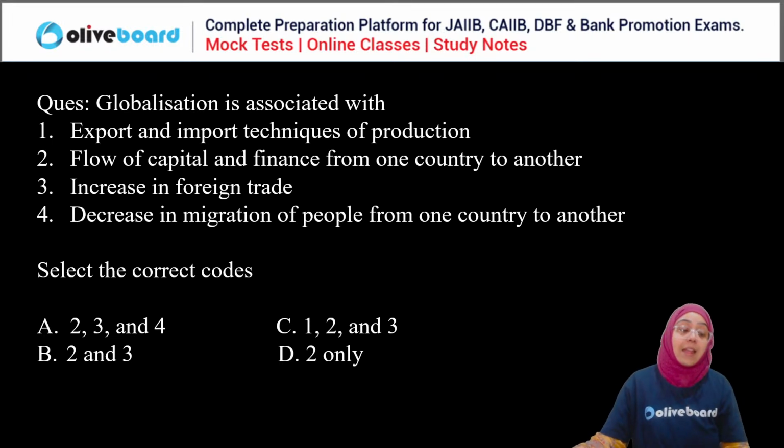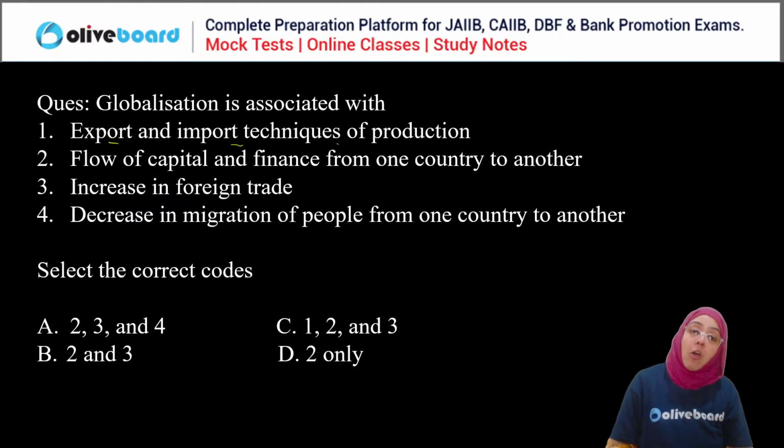Globalization is associated with what? Export and import techniques of production, flow of capital and finance from one country to another, increase in the foreign trade, decrease in migration of people from one country to another. We have to choose the correct code here. Globalization refers to what?